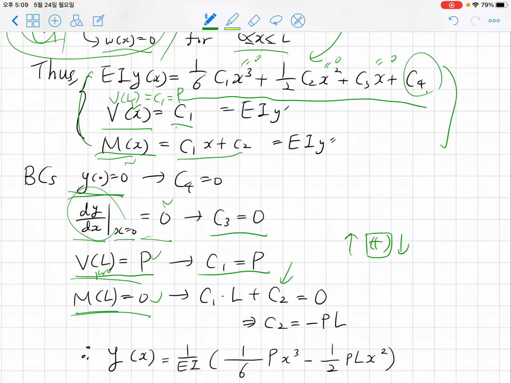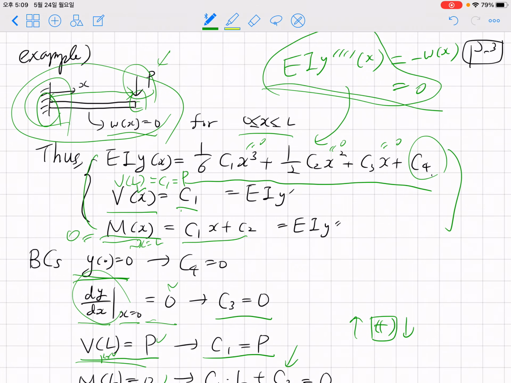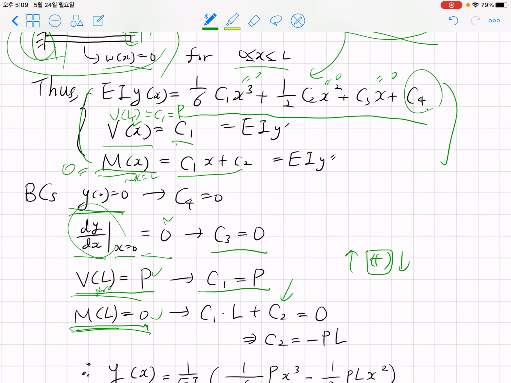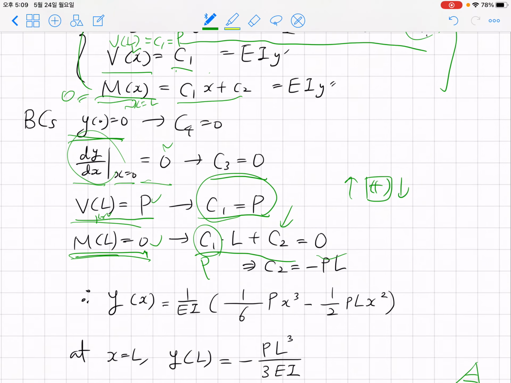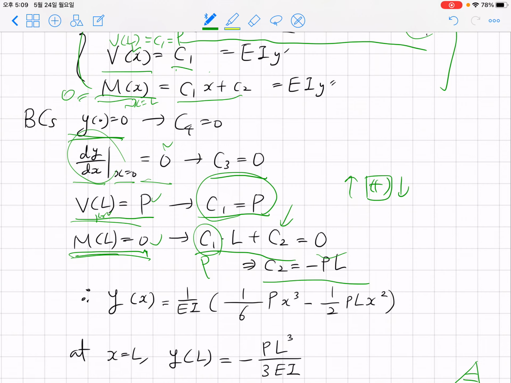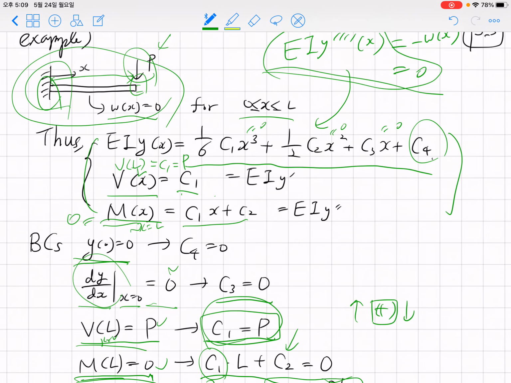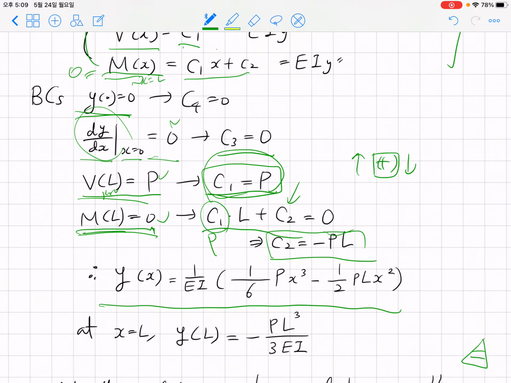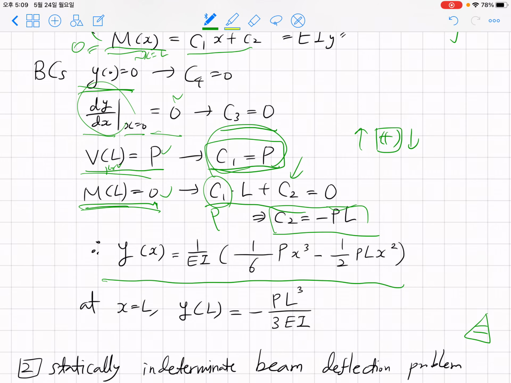When x equals L, M must be 0, because it's a free end. There is nothing to support distributed compressive and tensile loading at the right end. So M is 0, and if you plug in x equals L, it becomes C1L plus C2, and it must be 0. We already obtained C1, which is P, so C2 must be minus PL. After plugging in C1 equals P and C2 equals minus PL in place of C1 and C2, you end up having yx. Okay, yx equals 1 over EI times these 2 terms.